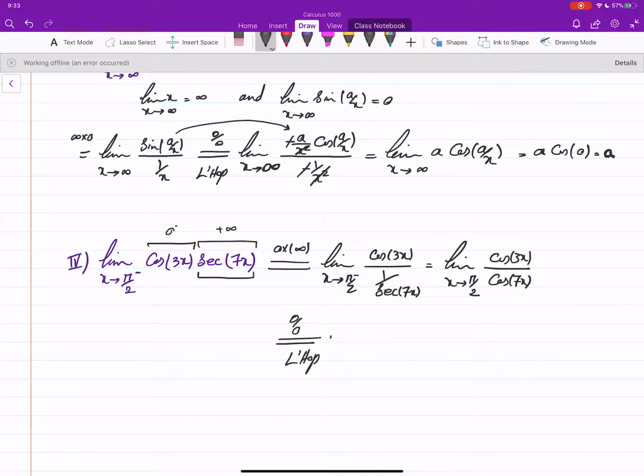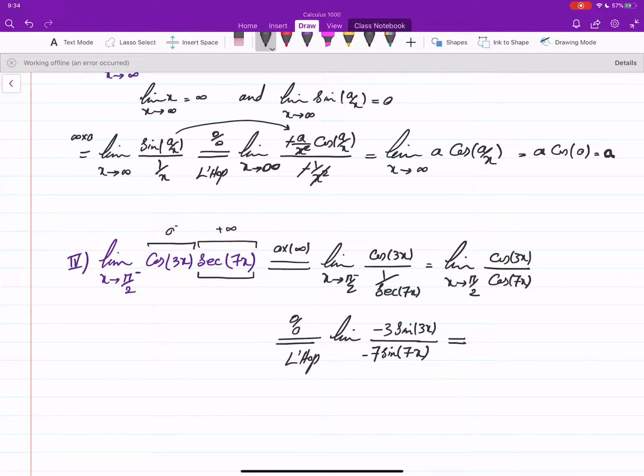And this will give me what? Negative 3 sine of 3x over negative cosine 7x. Oh, there's a 7 there. I missed that 7 here. Wow, I didn't differentiate this one. Sorry. This is the best one.